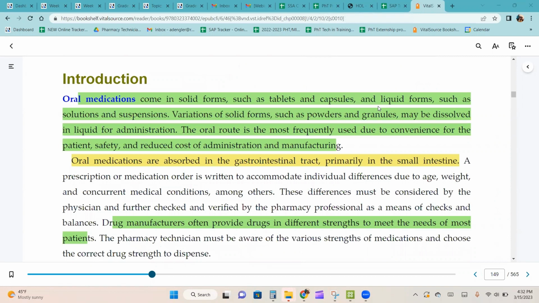Oral medications come in solid forms such as tablets and capsules, and liquid forms such as solutions and suspensions. Variations of solid forms such as powders and granules may be dissolved in liquid for administration. The oral route is the most frequently used due to convenience for the patient, safety, and reduced cost of administration and manufacturing. Oral medications are absorbed in the gastrointestinal tract, primarily in the small intestine.